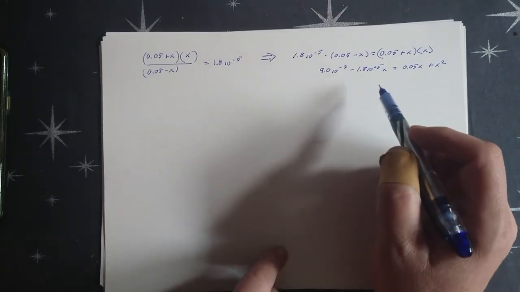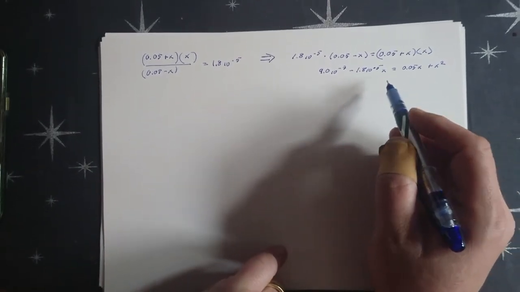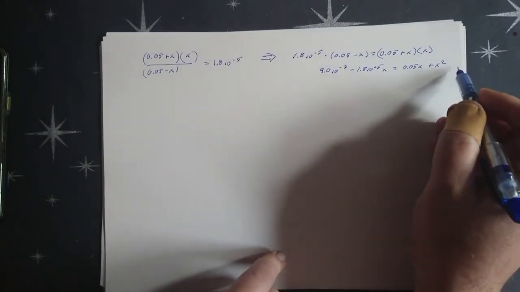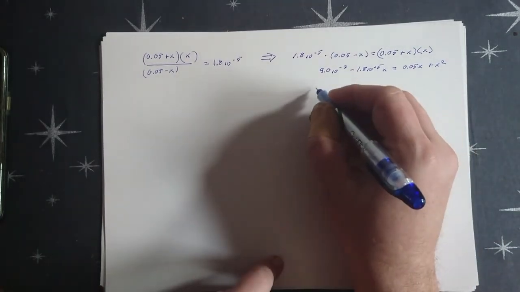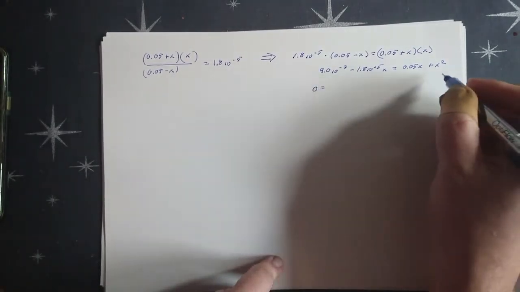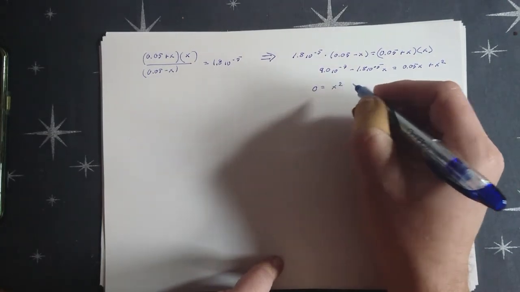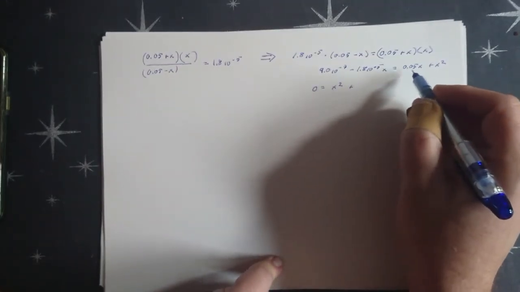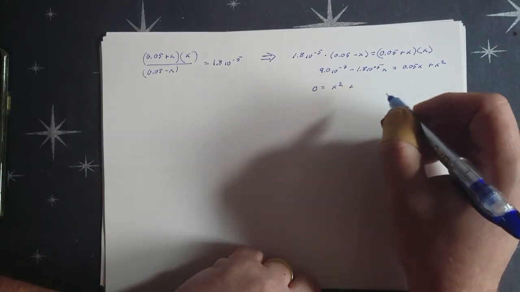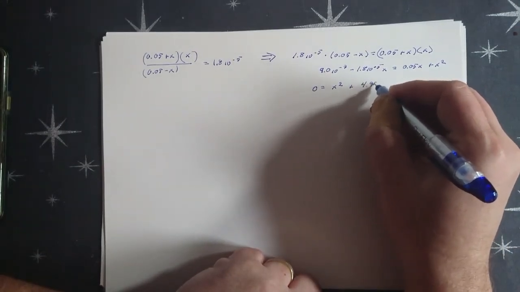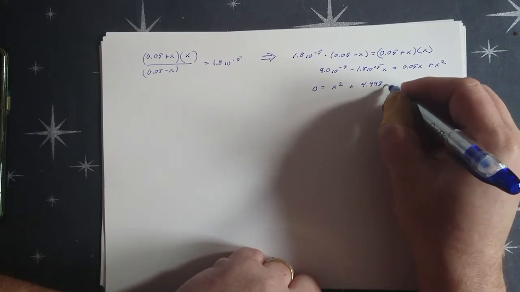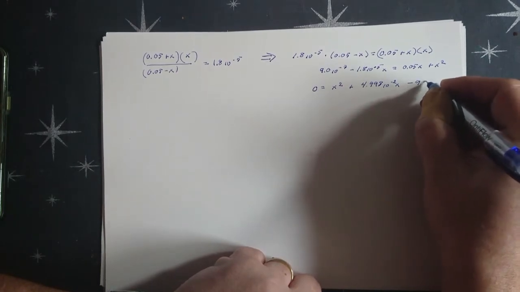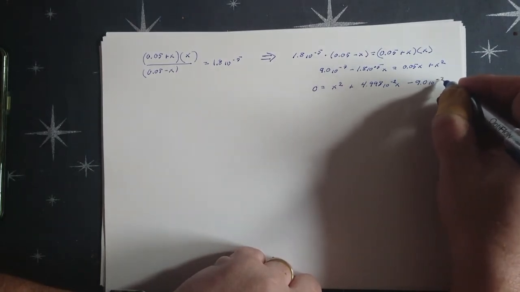So essentially, by looking at the next step, we're going to rewrite this all on this side, so everything's going to be equal to 0. So 0 equals x squared plus, I'm going to combine terms here. I'm not going to do that step for you, but you can do it yourself if you want. Plus 4.998 times 10 to the minus 2x minus 9.0 times 10 to the minus 7.